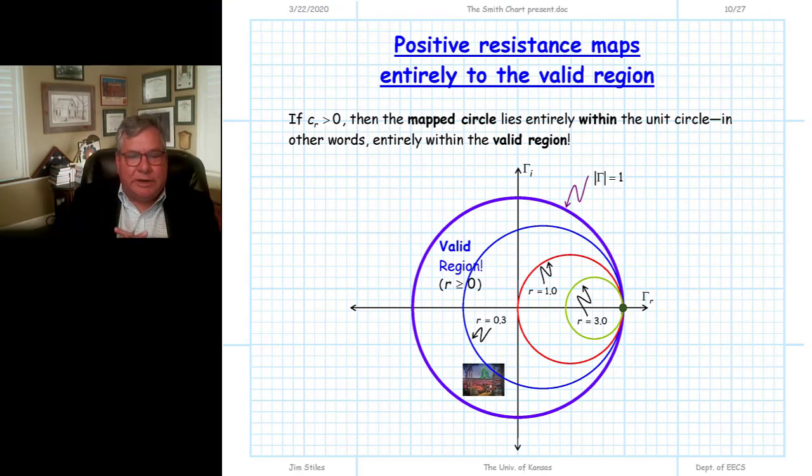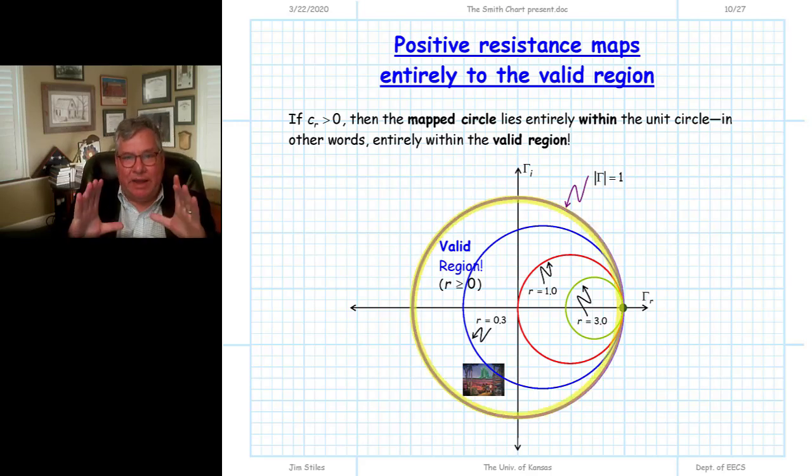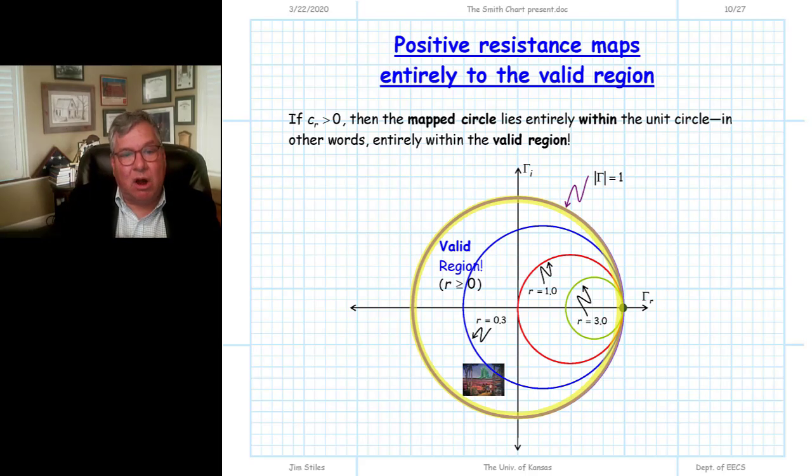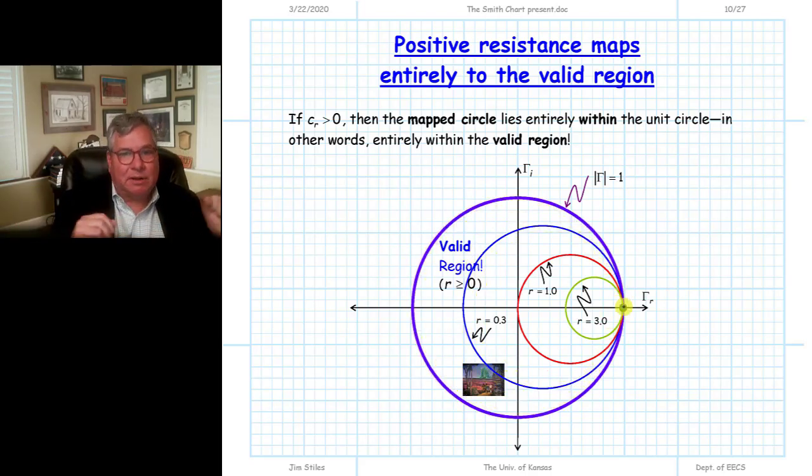All right, so we looked at 2 extreme cases here. One where CR, our constant, was equal to 0, r is equal to 0, and then we took that value of CR all the way up to infinity, r is equal to plus infinity. And we looked at the circles that occurred in both cases. For r is equal to 0, we had the unit circle. For r is equal to infinity, that circle converged to one point on the complex gamma plane, that point being the location of an open circuit.